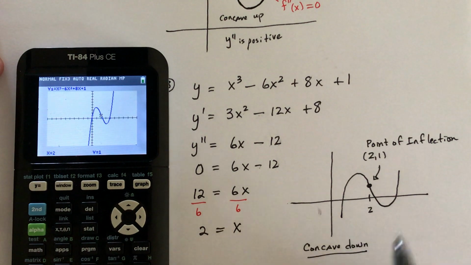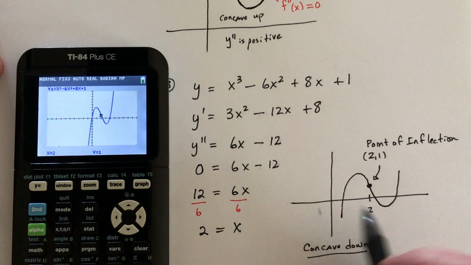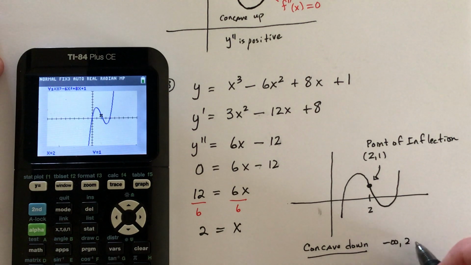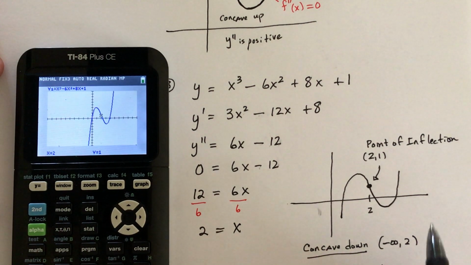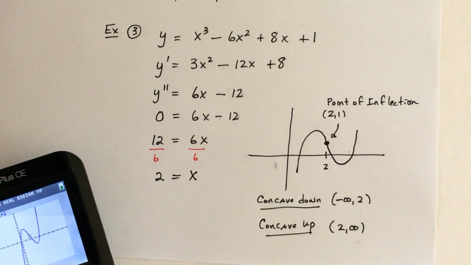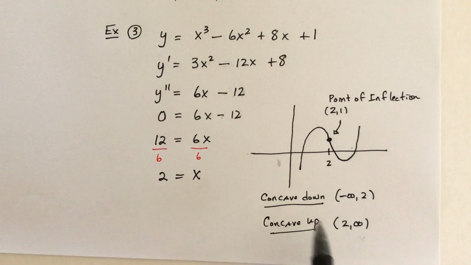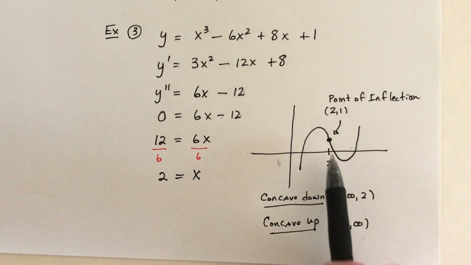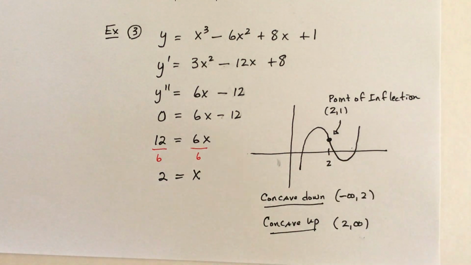So then for concave down, that's the left side of the graph. So basically from negative infinity until it gets to 2, that's concave down. And then concave up would be this right side of the graph. So that's from 2 to infinity. So this part is concave down, and then this part is concave up. And now we're going to do one more example where we do all of those things together.